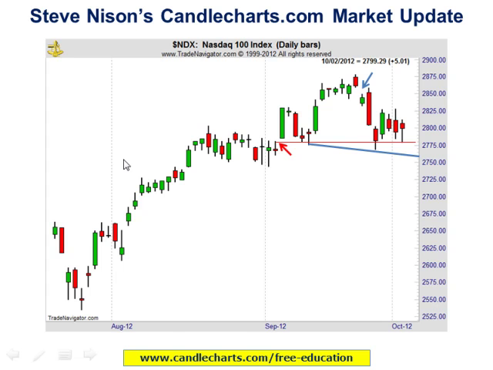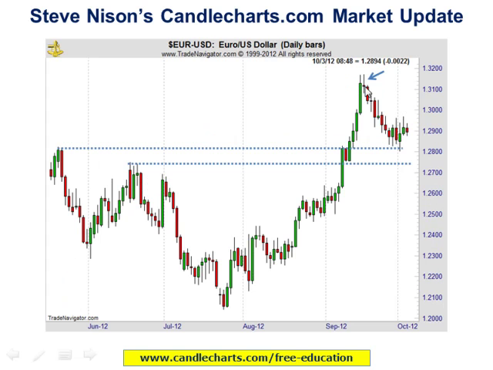Now let's move on to the euro dollar. Here we have a series of green candles. So the bulls are in charge. On this one session, the whole market had changed. This is a doji, where the opening and closing are the same or nearly the same.